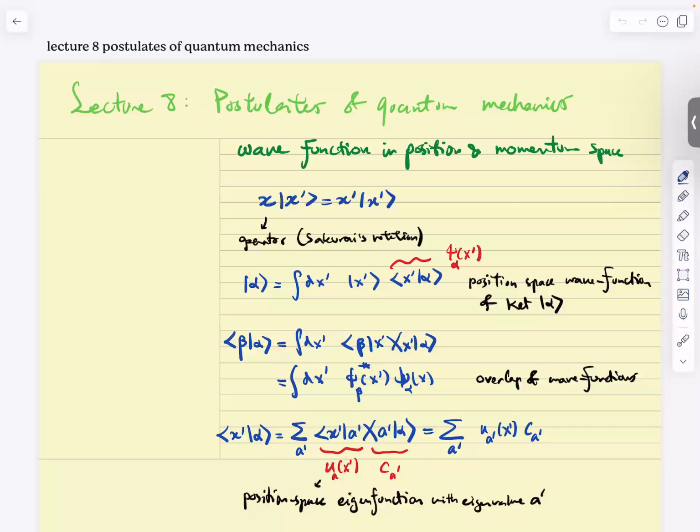So today we're going to start lecture 8 with wrapping up and finishing the discussion of continuous variable observables with continuous spectrum. And we're going to start talking about the postulates of quantum mechanics. So it's going to set the stage for the rest of the course. All right.